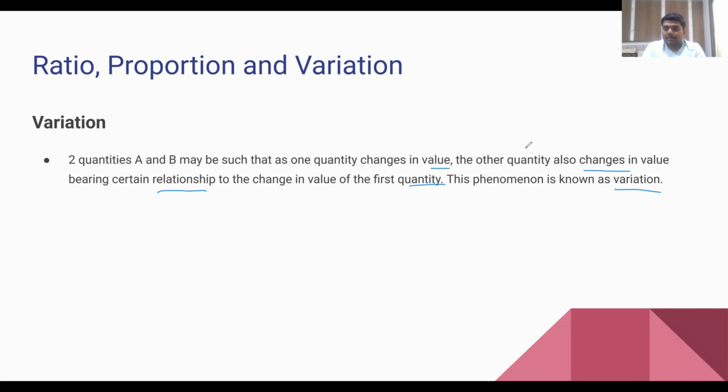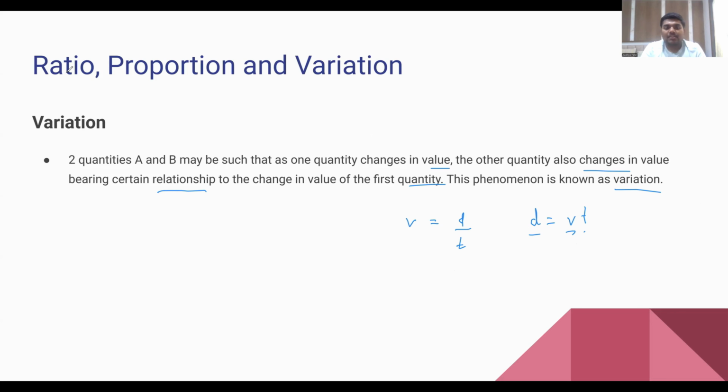And what is the prime example of it? The prime example of it is the speed, distance, and time equation, wherein we say that speed is equal to distance upon time. Or we can say that distance is equal to speed into time. So this is the prime example. Like if time is constant and V increases, D increases. If V is constant, time increases, D increases, and so on and so forth.